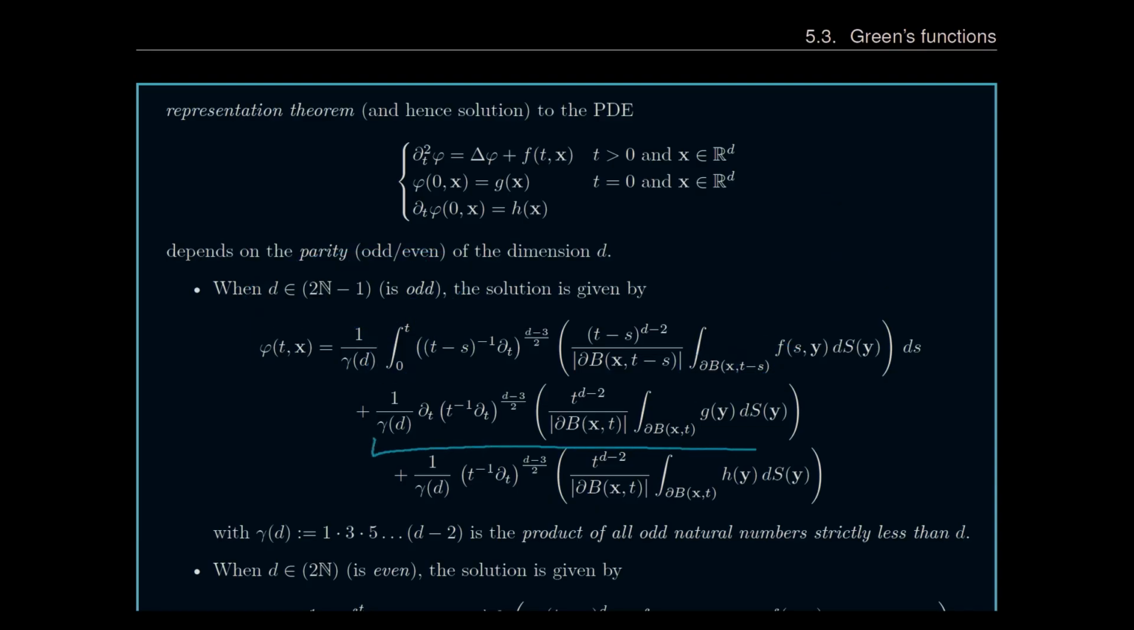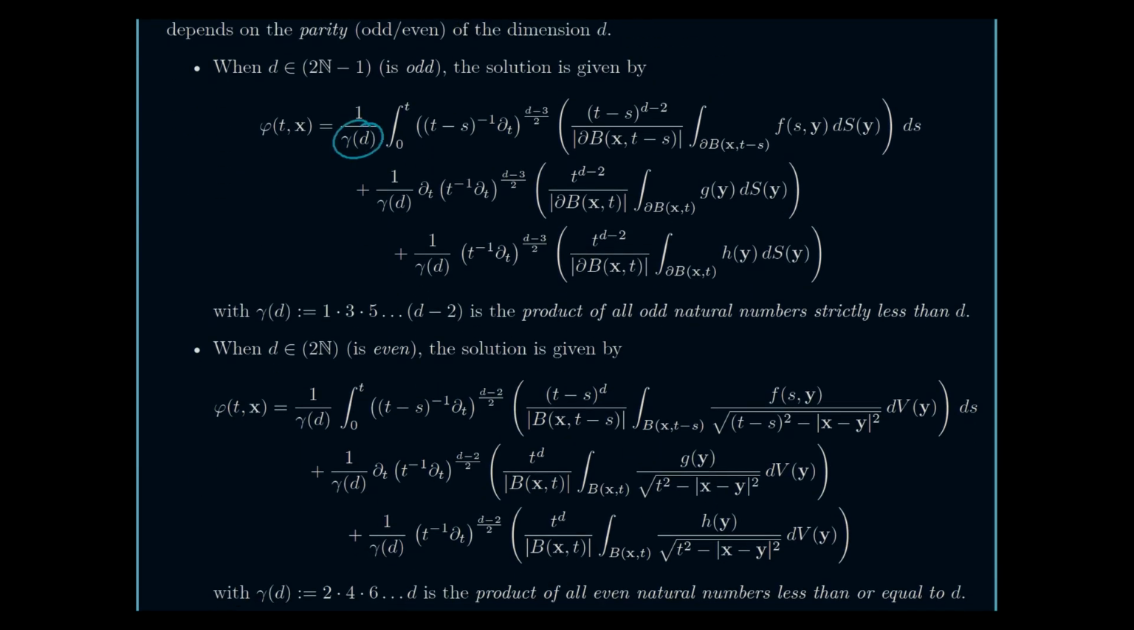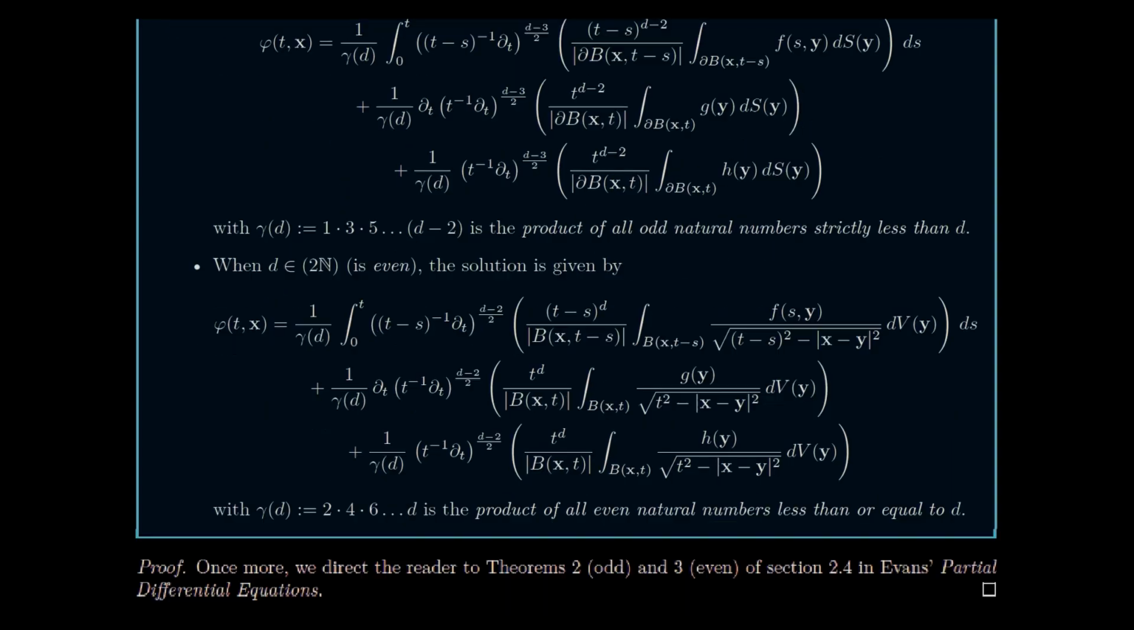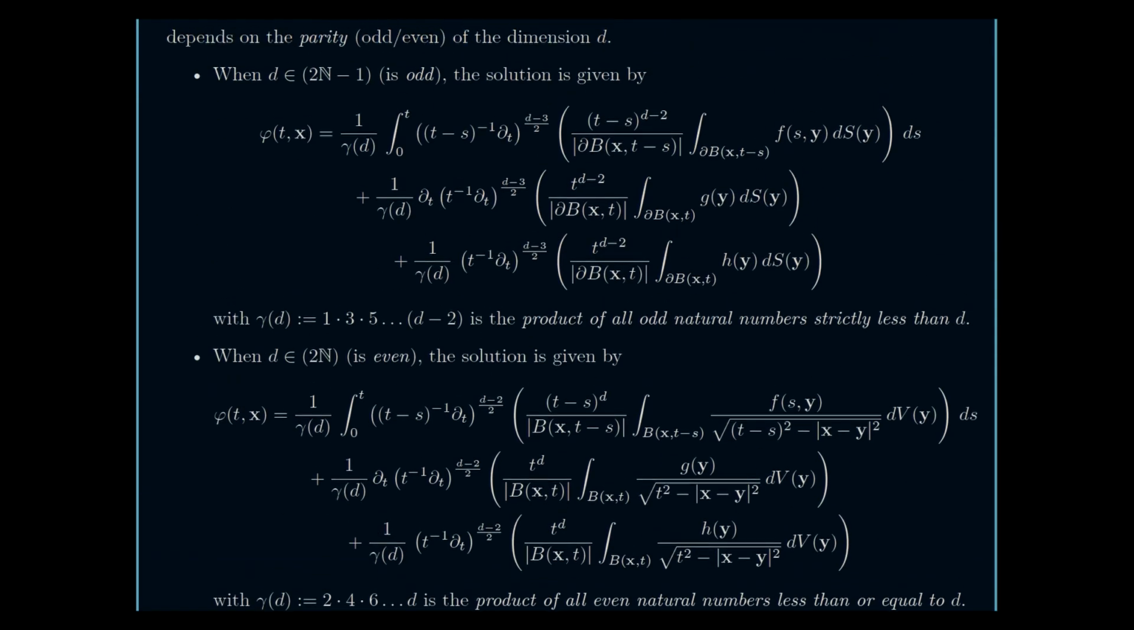And then these truly are the boundary correctors of the Green's function. So this is what the boundary correctors look like in this case. Yeah, I know it's terrible. We're not going to put too much thought into this. In fact, this gamma, which depends on the dimension d, just looks like a product of all of the odd natural numbers strictly less than d. That's all it is. If you want to see how this is actually computed, you should see theorems 2 and 3 for the odd and even solutions in section 2.4 of Evans PDEs. But honestly, I haven't even spent that much time looking at them. I just kind of take them for granted when I need to use them as well.